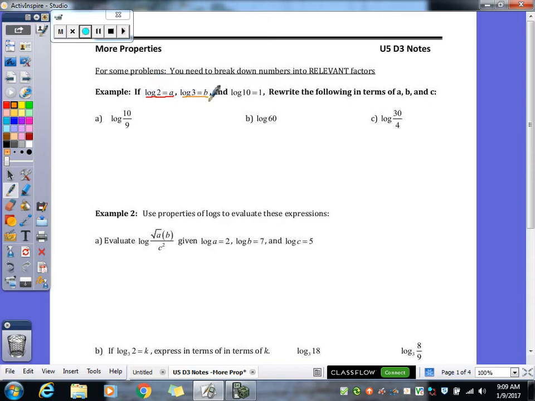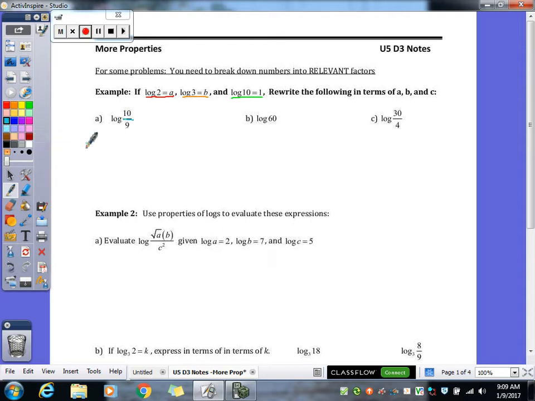Here, log of 3 is b. So every time we see log 3, we're going to replace it with a b. And then log 10 equals 1. So they want us to simplify these expressions that they've given us. To do that, what we're going to do first is still follow our normal log properties.